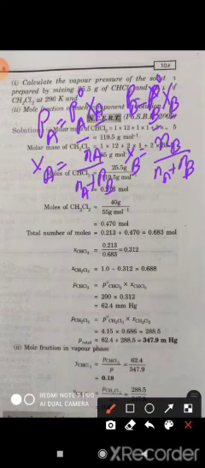So in order to find out nA and nB, we have to make use of a formula. What is the formula we'll be using? That is, number of moles is equal to given mass by molar mass, that is nA is equal to WA by MA.